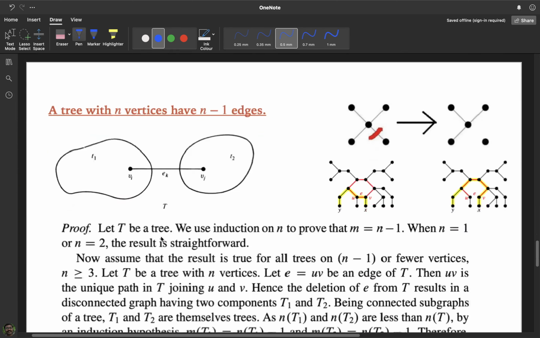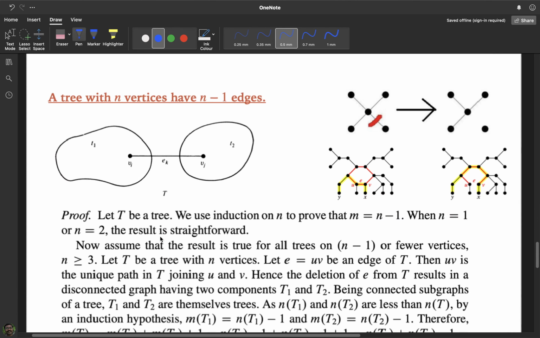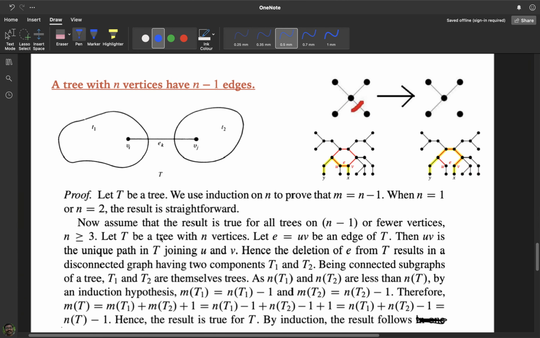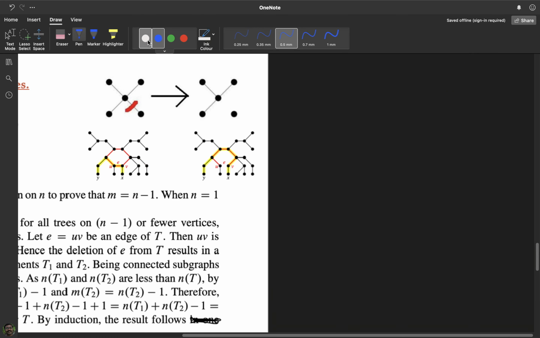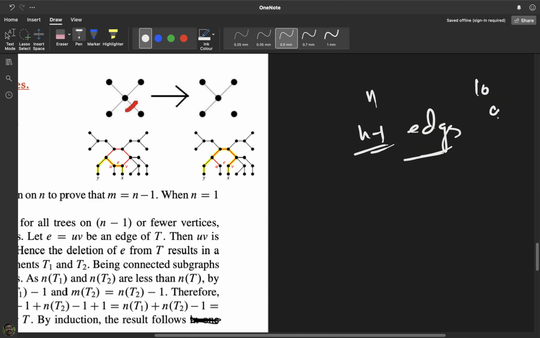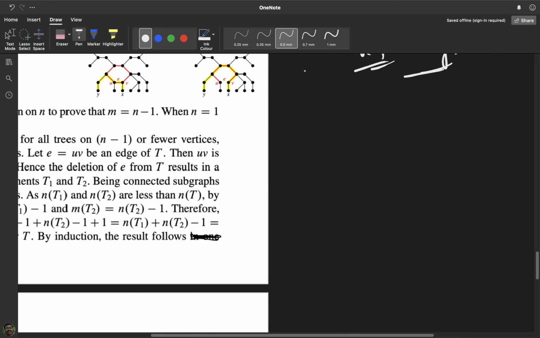Moving forward, we can go for one important proof problem here: the number of edges in a tree. Suppose a tree has n vertices, the number of edges possible is actually n minus 1. That's a very important theorem. So if you have a tree with 10 vertices, it will have 9 edges. We will prove this result using induction.